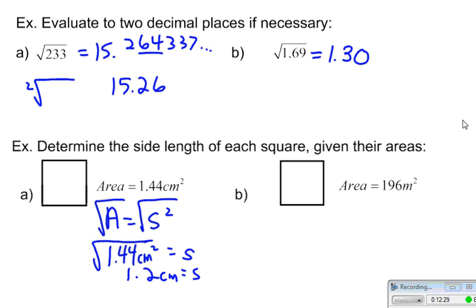Second example, we're going to do the same thing. I've given you the area, so to find the side length, we square root the area. So the square root of 196 meters squared will give us the side length, and we get 14 meters as the side length. Okay, that's it for these examples. So tomorrow we will give these a try.